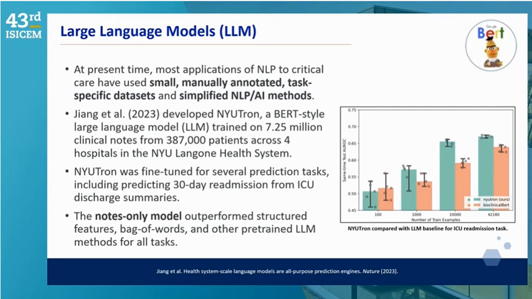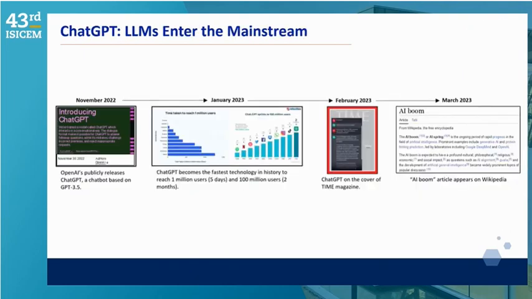In this study here, they developed NYUTron, which was a BERT-style LLM trained on a massive dataset of 7 million notes at the NYU Health System. What was pretty cool was that they found they could actually predict patient outcomes using just the notes. Up till now, I've covered studies that use the structured data plus the notes. Here, they showed that notes alone were enough to predict patient outcomes, including 30-day hospital readmission after ICU discharge, which, using their approach, was significantly better than what existed before.